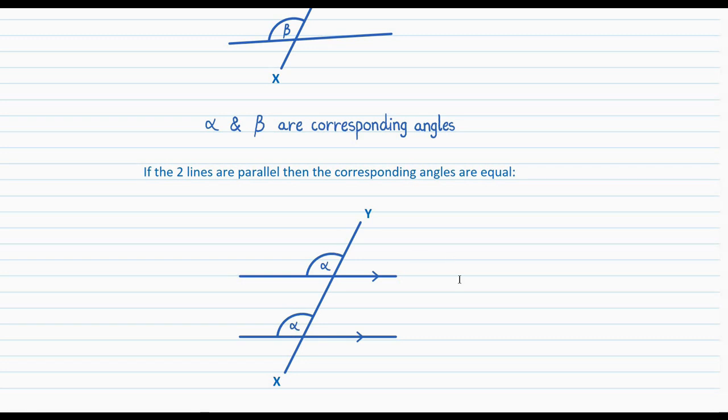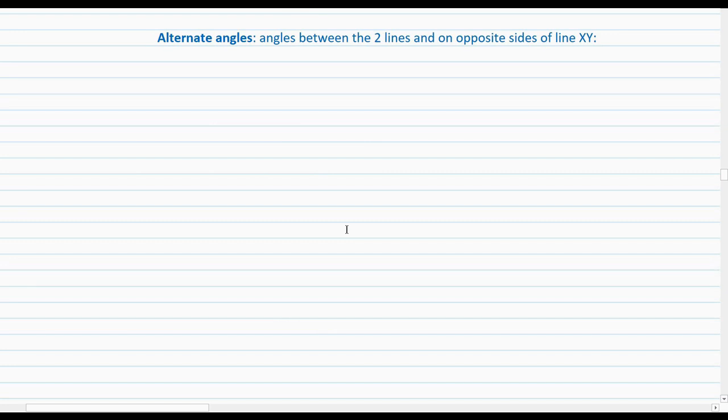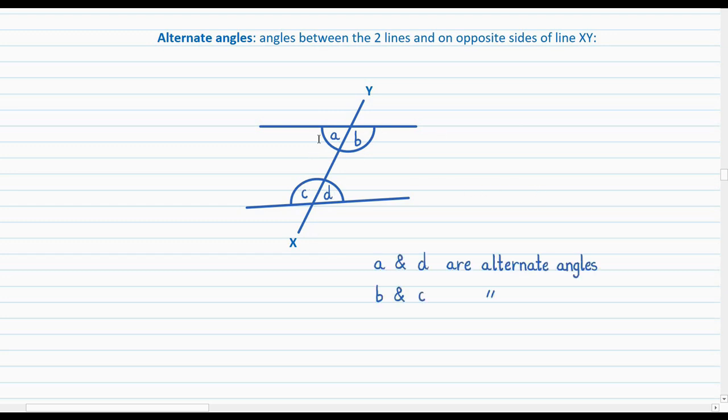Then the last important angle term is alternate angles, where alternate angles are angles between the two original lines and on opposite sides of line xy. So these are the two original lines, and that's line xy. So alternate angles would be between the two lines and on opposite sides of line xy, meaning A and D and B and C. So A and D are alternate angles and B and C are alternate angles.